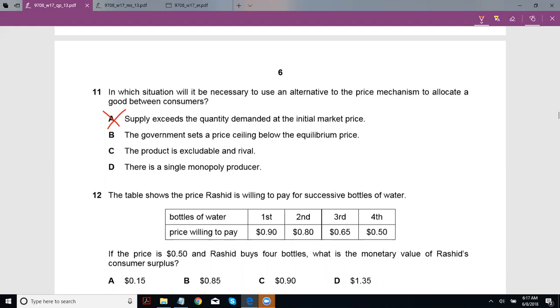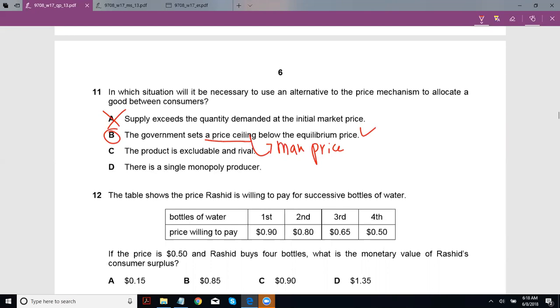Government sets a price ceiling, which is basically a maximum price, and maximum prices are only effective below the equilibrium, which is exactly what it's done. So we studied this, in fact: you have your maximum price, then you get your shortage, and hence you have to resort to alternative allocative mechanisms. So it's basically that case.